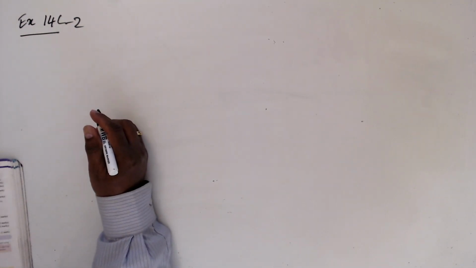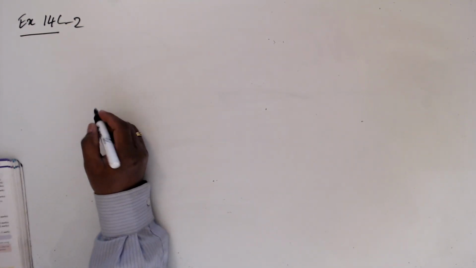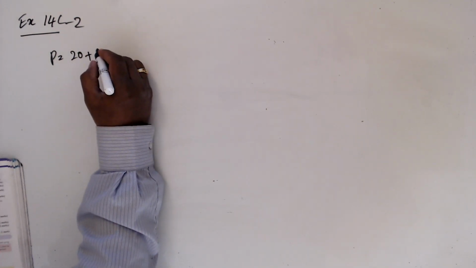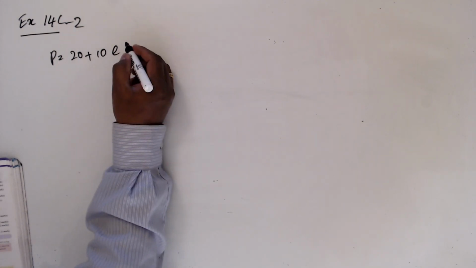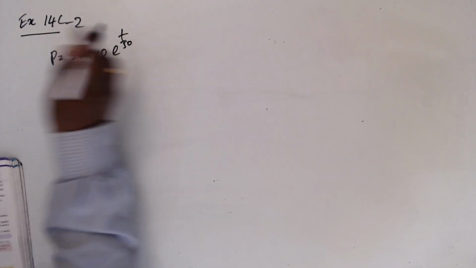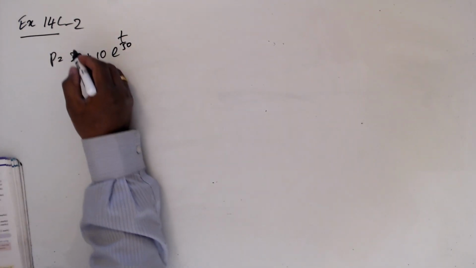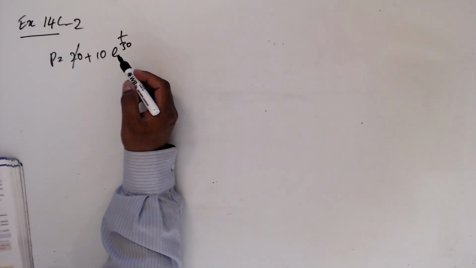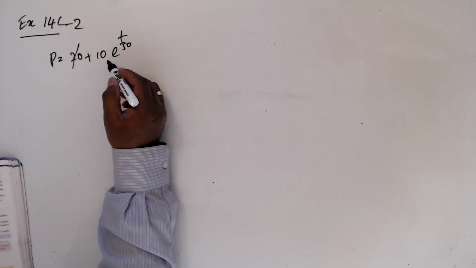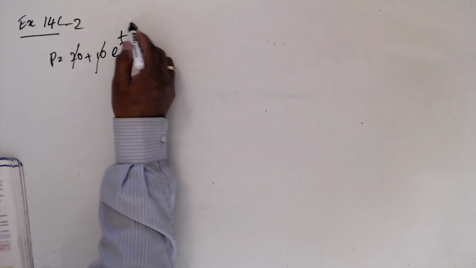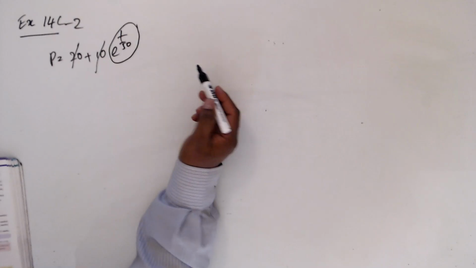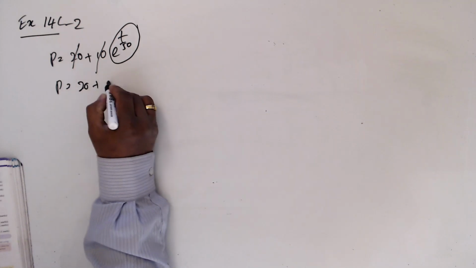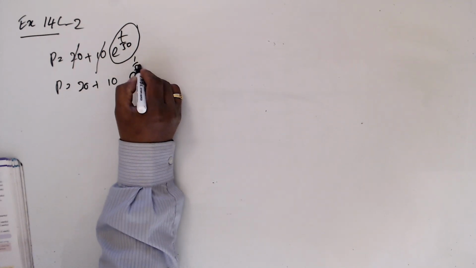Question number 2. The population of a country is modeled by this formula. P equals 20 plus 10 e to the t over 50. When I look at this, this is not an exponential function by itself; this is the exponential part. So this is positive. P equals 20 plus 10 e to the 1 over 50 times t.